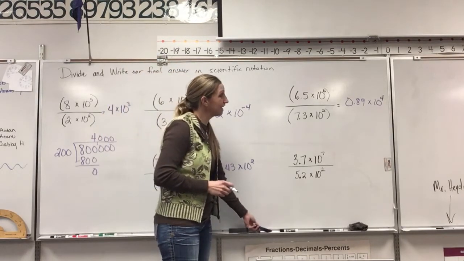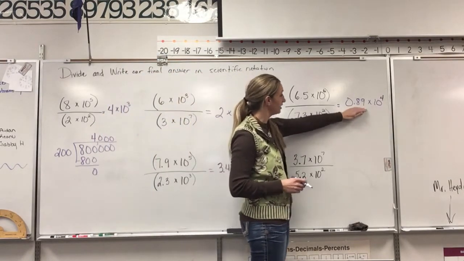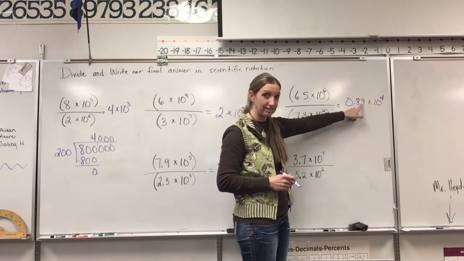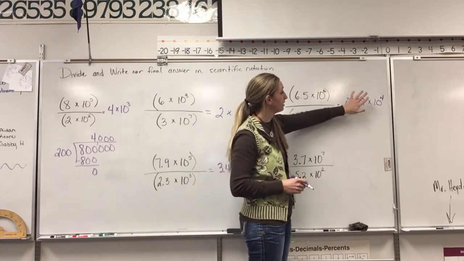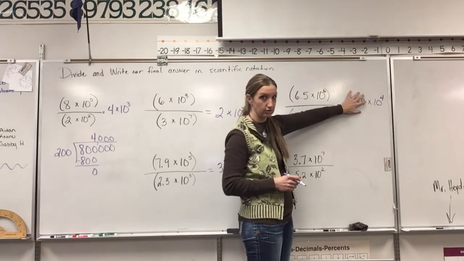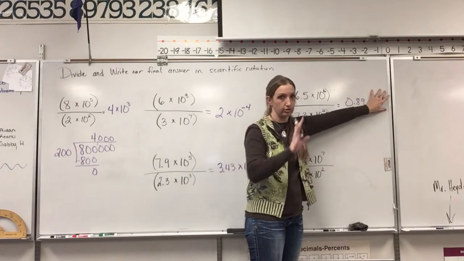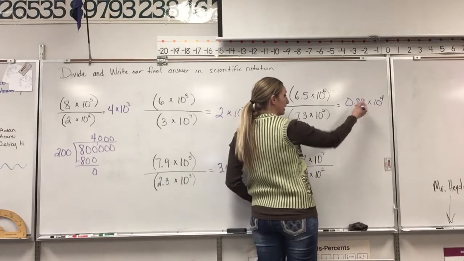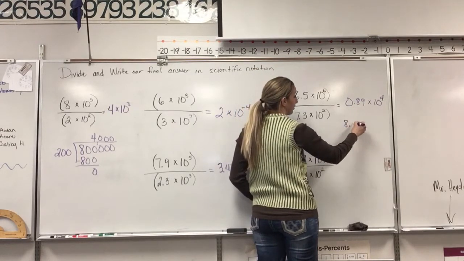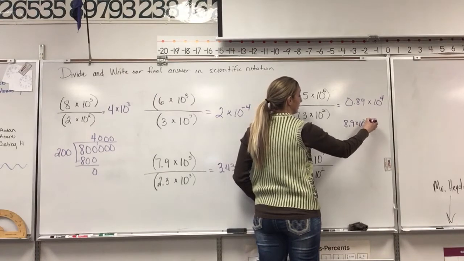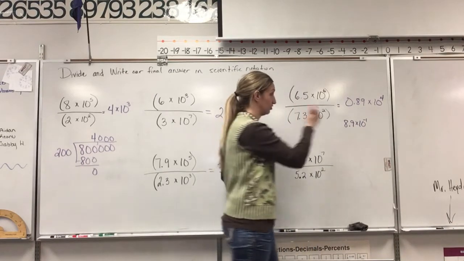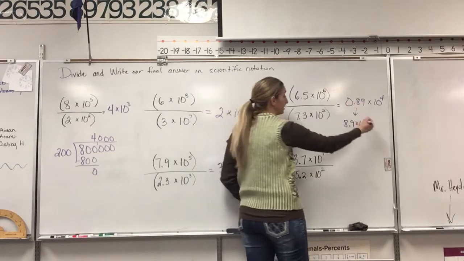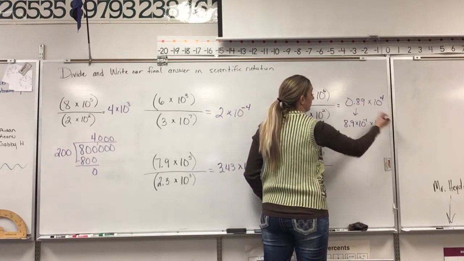Okay, so 0.89 is not in scientific notation. The decimal point is in the wrong spot. The decimal point needs to be between the 8 and the 9 to be in scientific notation. So I'm going to just rewrite this number in scientific notation. I'm going to ignore the times 10 to the 4th for a little bit, and just write this in scientific notation. So 0.89 in scientific notation is 8.9 times 10 to the negative first. That's just this number in scientific notation, okay? Then I'll pay attention to the times 10 to the 4th again.